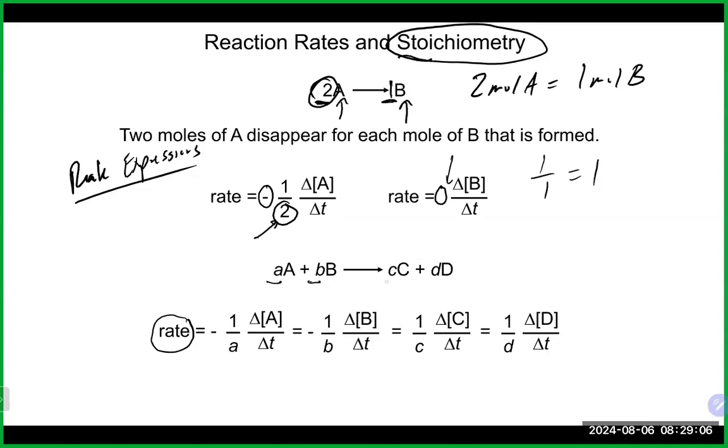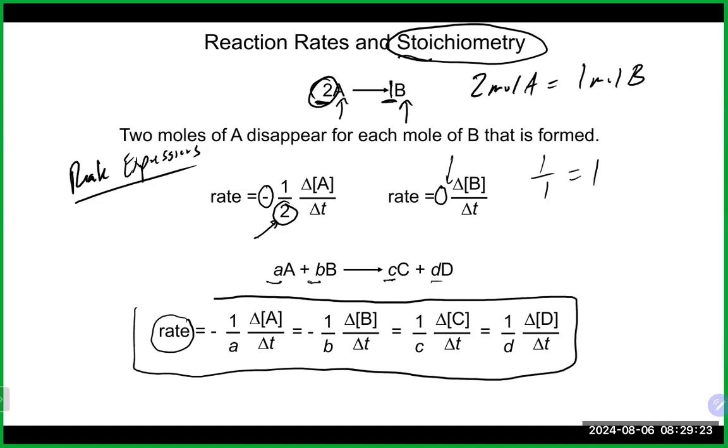That equals, on our product side, positive 1 over the coefficient of C times the change in concentration of C over time. And lastly, 1 over the concentration of D over the change in time. What this allows you to do is, for any reaction, all you really need to know is how one reactant or one product is changing with time, and you can figure out how everybody else in that reaction is changing with time by using these relationships.